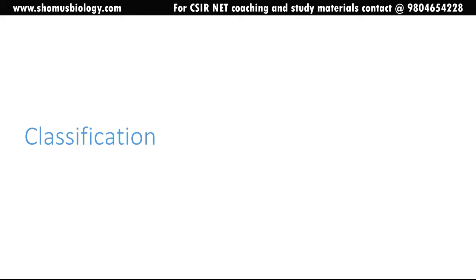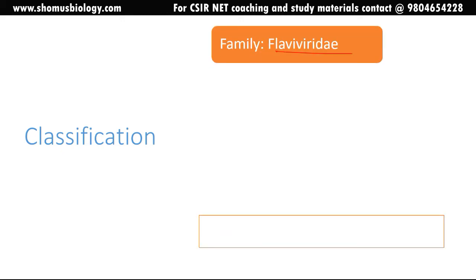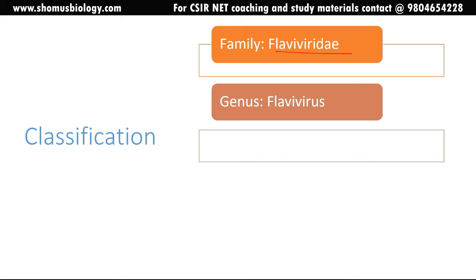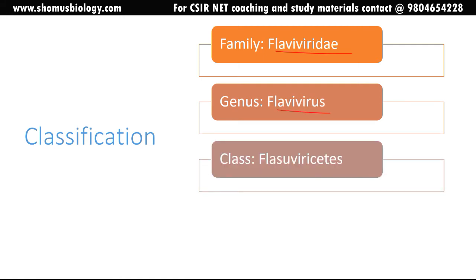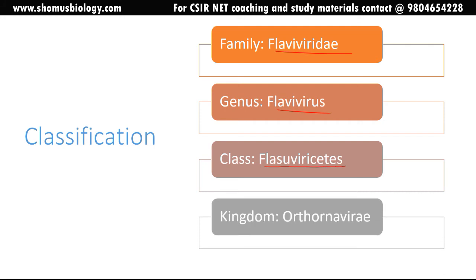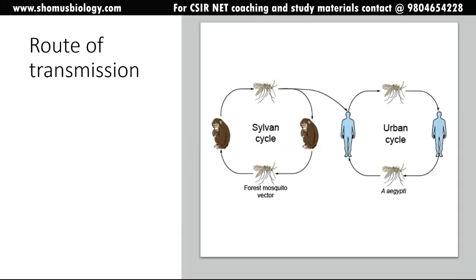Classification: the family is Flaviviridae, then genus Flavivirus, then class Flavivirus, then kingdom Orthornavirae. These are the examples.